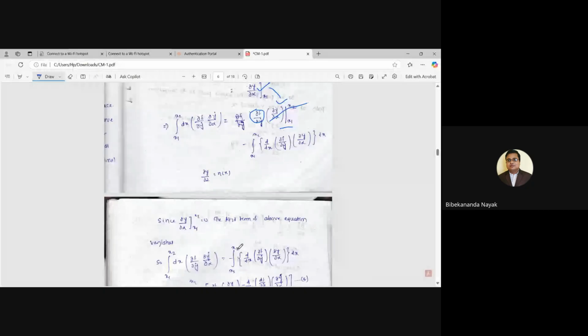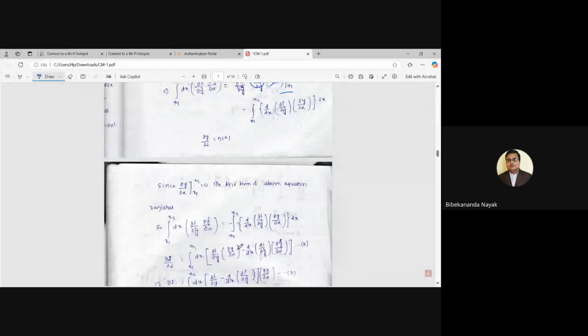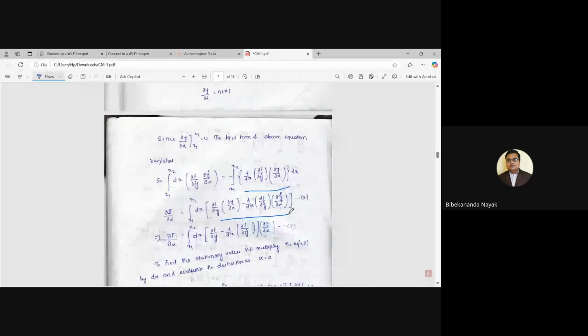So dj by d alpha is equal to minus integration of del f by del y dot, del y by del alpha. All are written here. So our final dj by d alpha becomes this. If you see, there is a common term inside the bracket: del f by del y minus d by dx of del f by del y dot.